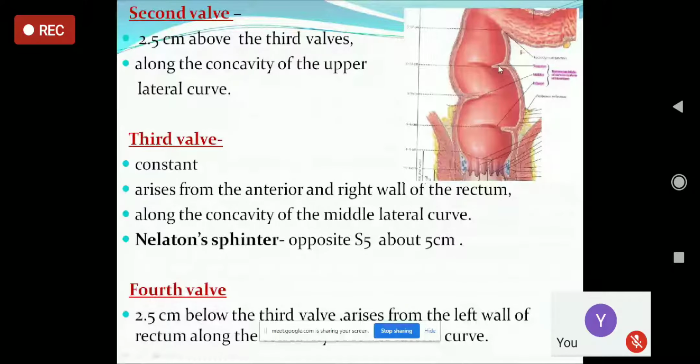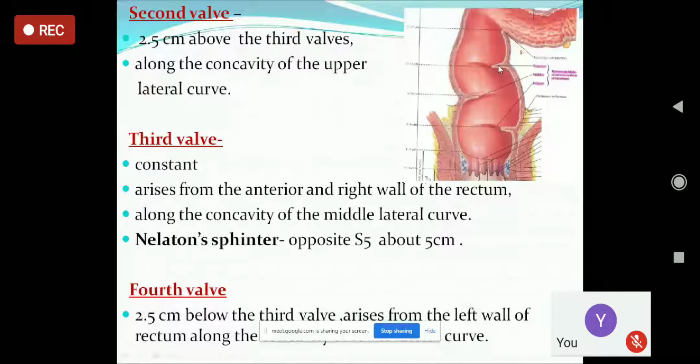Okay. So the lymphatics are again divided into three parts: upper part, middle part, and lower part. The upper part drains into the common iliac nodes and pararectal nodes, the middle one drains into the internal iliac nodes, whereas the lower part drains into the superficial inguinal lymph nodes. For this lymphatic drainage, just see the pictures and study by yourself.